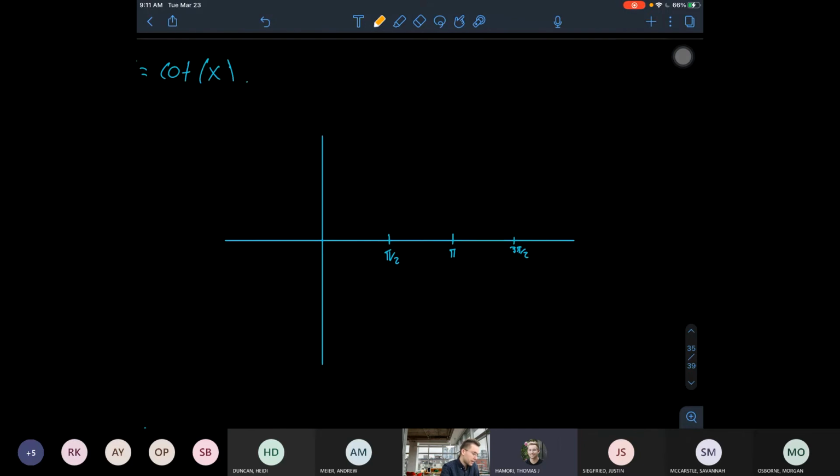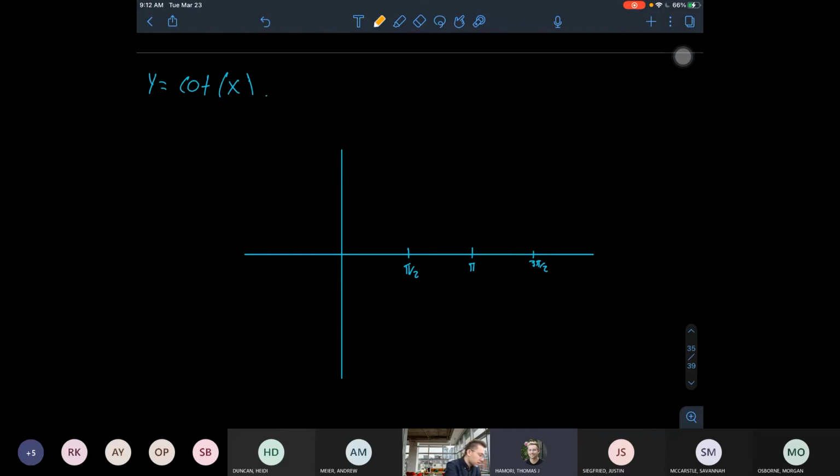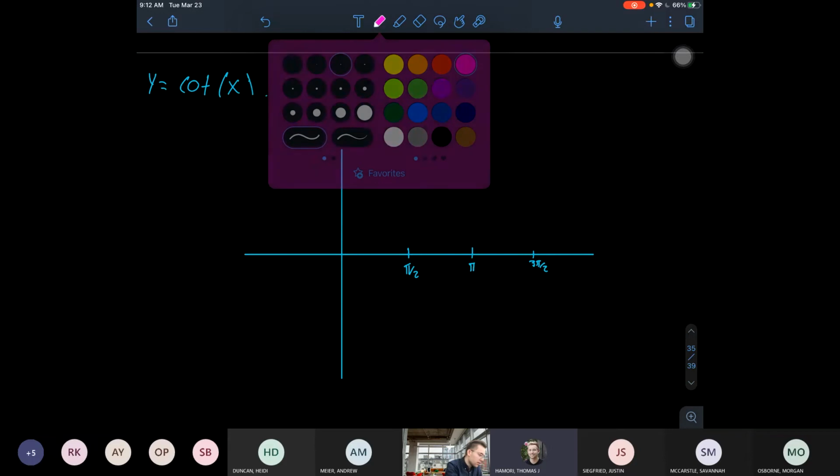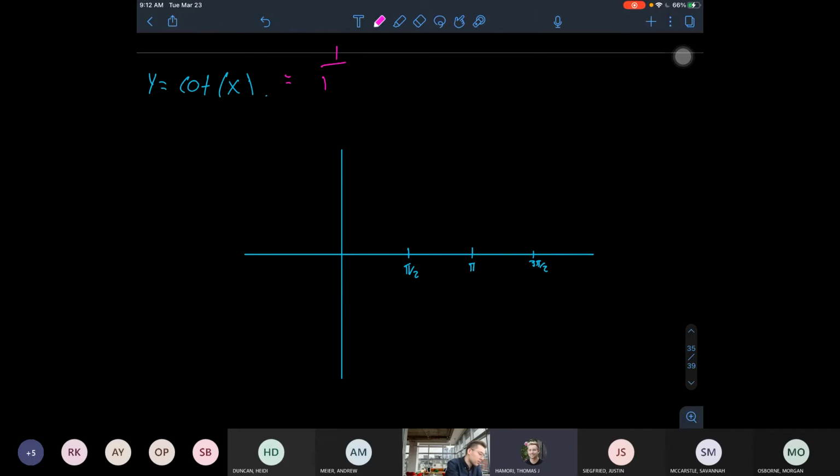And then for cotangent of x, I'm just going to remind us that this is equal to 1 over tangent of x whenever tangent of x exists. Well, what does tangent of x look like? It looks like it comes down from the bottom and goes up to here. Oh, I should have used another color, sorry. This is not good practice. Let me go back to our pink. So for tangent of x, I'm going to draw it in here. Tangent of x looks like this.